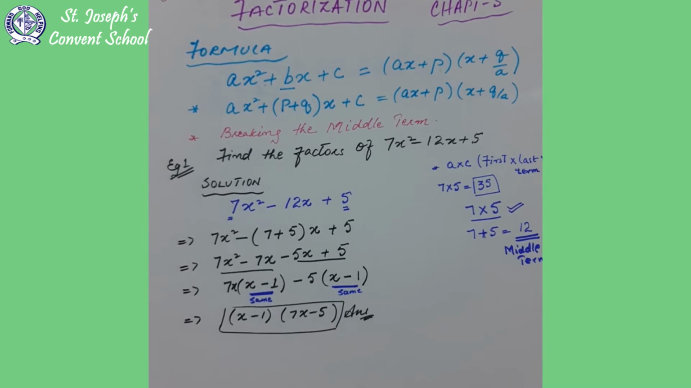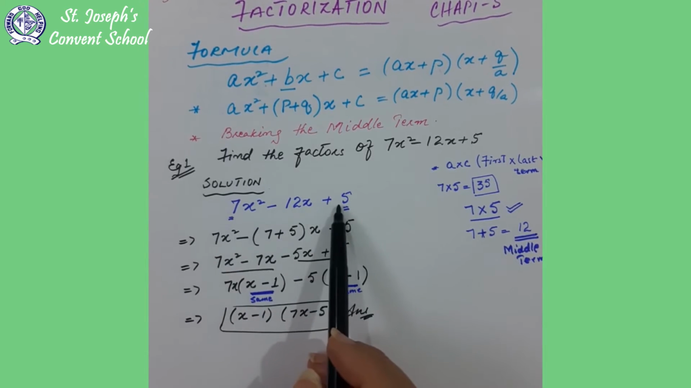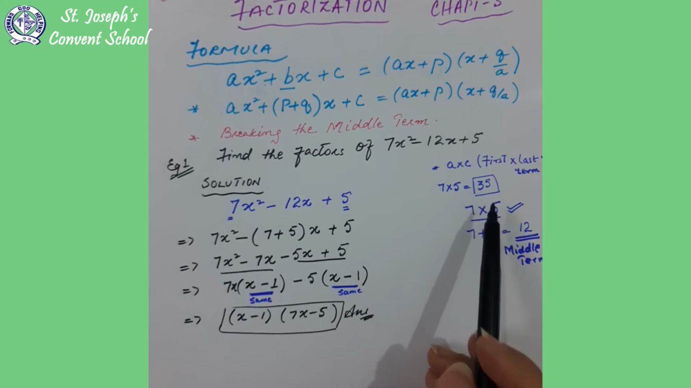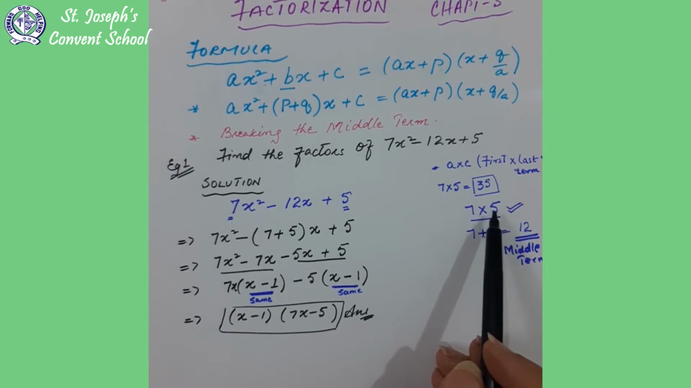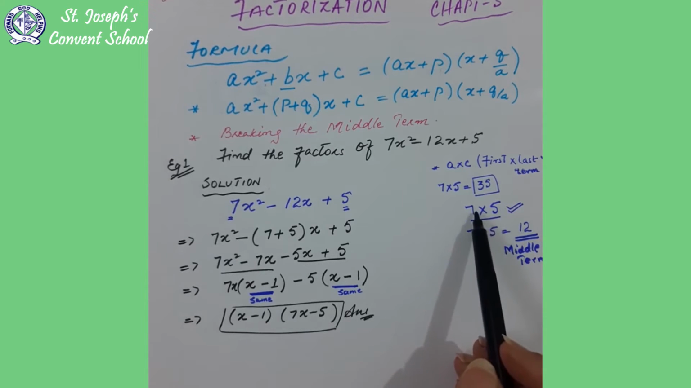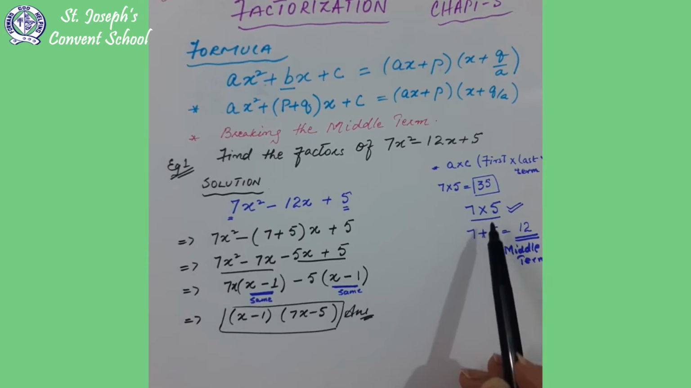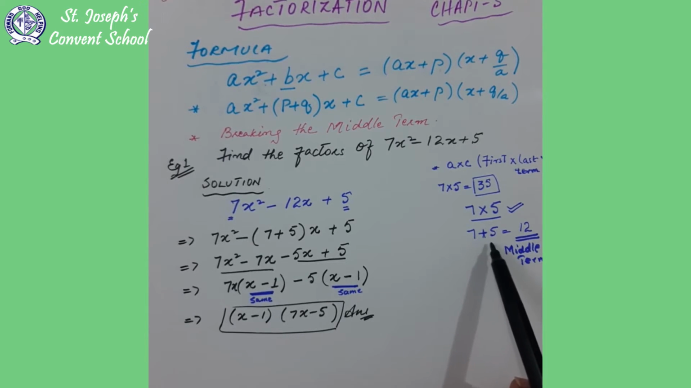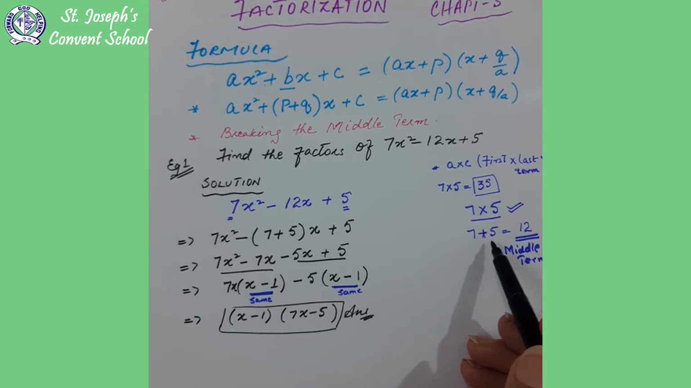Simple question, it is not difficult. Multiply first and last term, first and last. 7 into 5 is 35. Make factors of 35 means in which table it goes. It goes in 7 into 5, table of 7 or table of 5 you can say. And when you add these two factors, 7 and 5, you'll get the middle term. If you are not getting the middle term, it means you have to make more factors. Okay, so you are getting the middle term, so it means these are the required factors. Okay, so these are the two required factors.